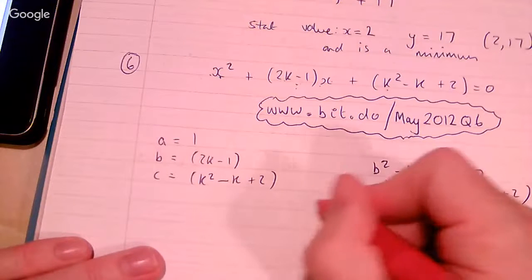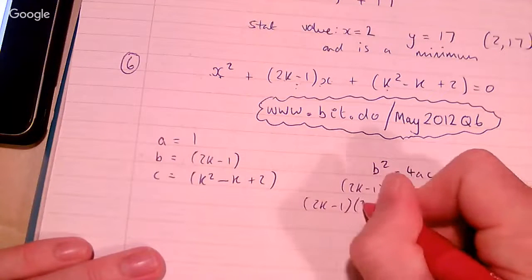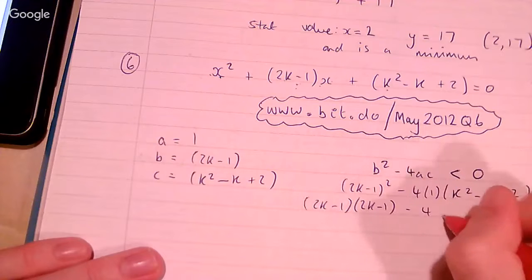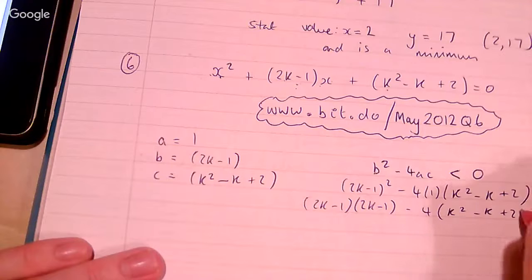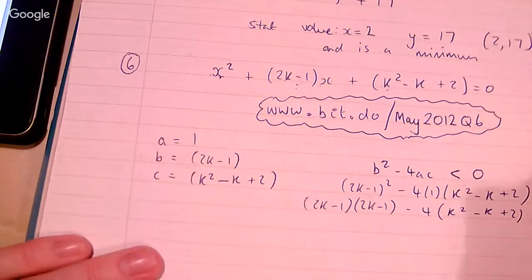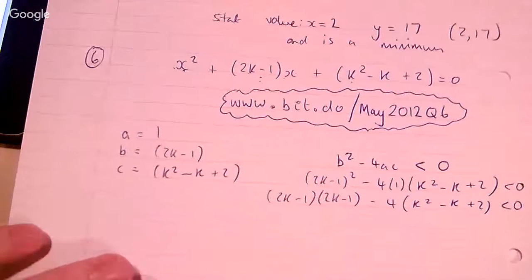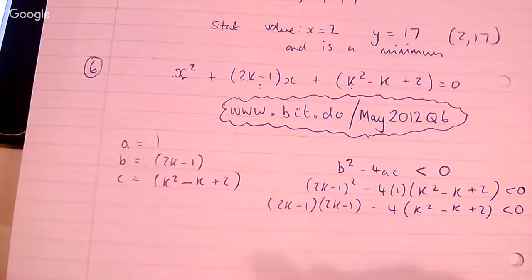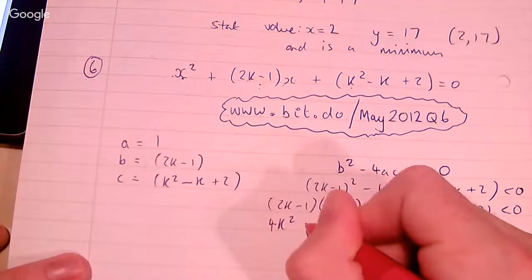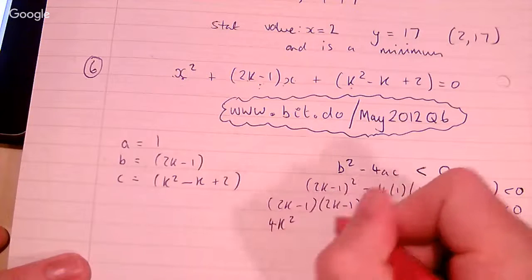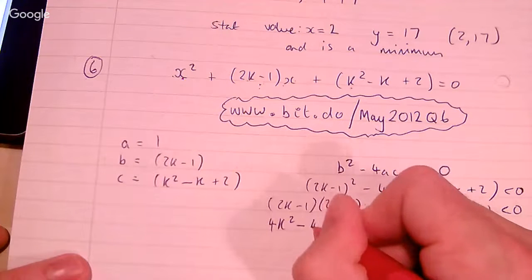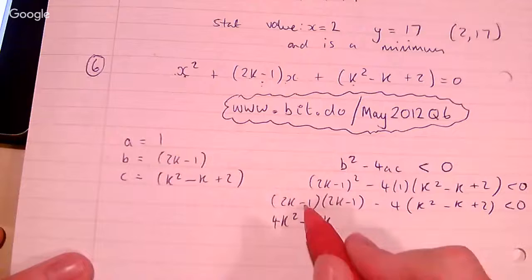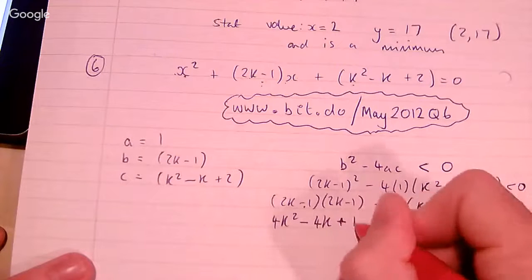So this thing squared means times by itself, so I'm just going to write that out to make things slightly easier to expand it, and 4 times 1 is 4, and then that would be that. Okay, so less than 0. So this thing expanded out is going to give me 4k squared, and then it is going to give me 2k times minus 1 would give me minus 2k, but then 2k times minus 1 would also give me minus 2k, so a total of minus 4k, and then minus 1 times minus 1 would give me positive 1.